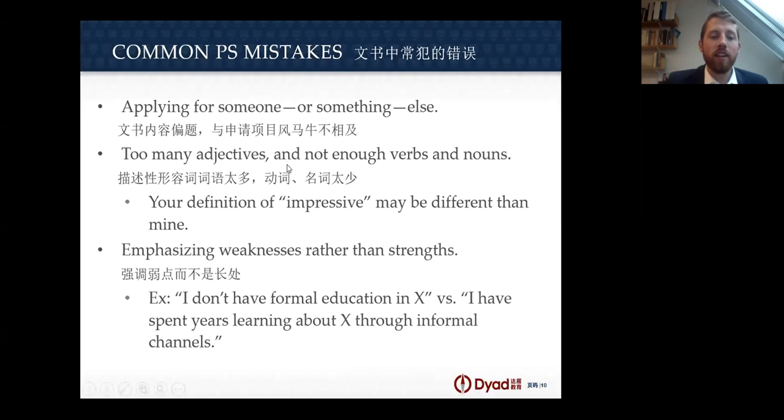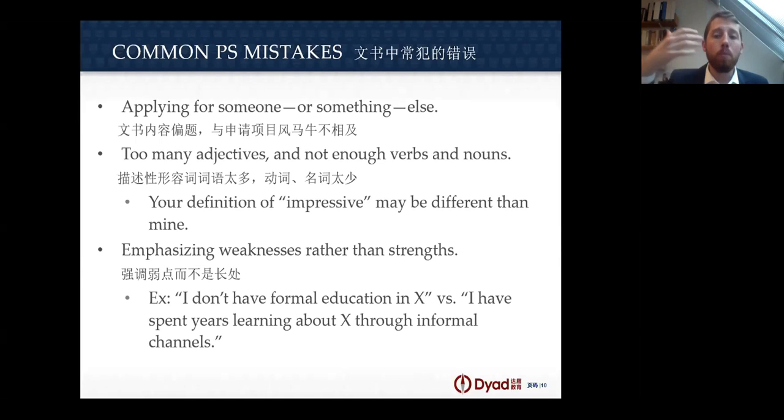All right, so let's talk about some common personal statement mistakes. Applying for someone or something else. We already discussed that a little bit, but it's basically a point there to remind us that the personal statement is about one person, and that's you. So make sure you're keeping the spotlight, the focus, the emphasis on who you are.